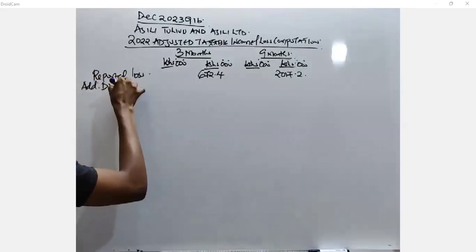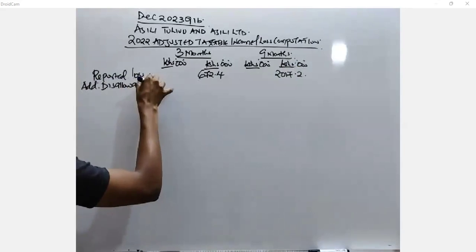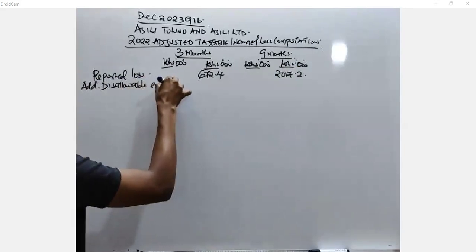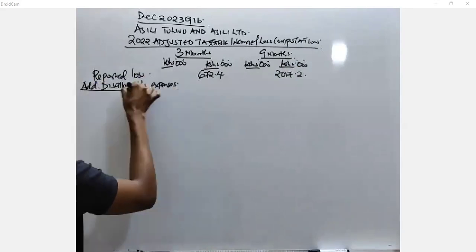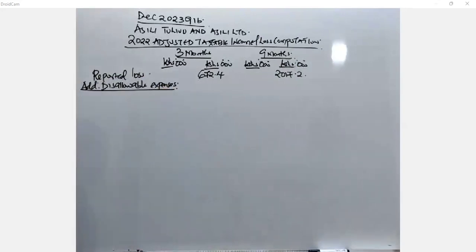Then we are going to add disallowable expenses. To add our disallowable expenses, we start with our additional information. Additional information number 1, very simple there: we are being told that the purchases and sales of goods were inclusive of the VAT.